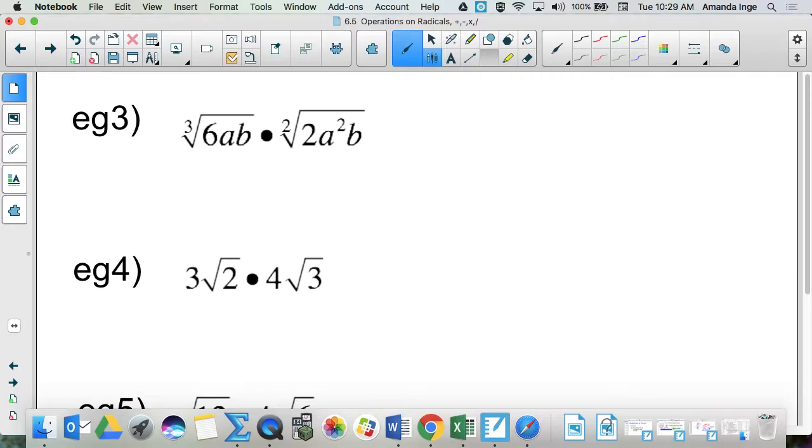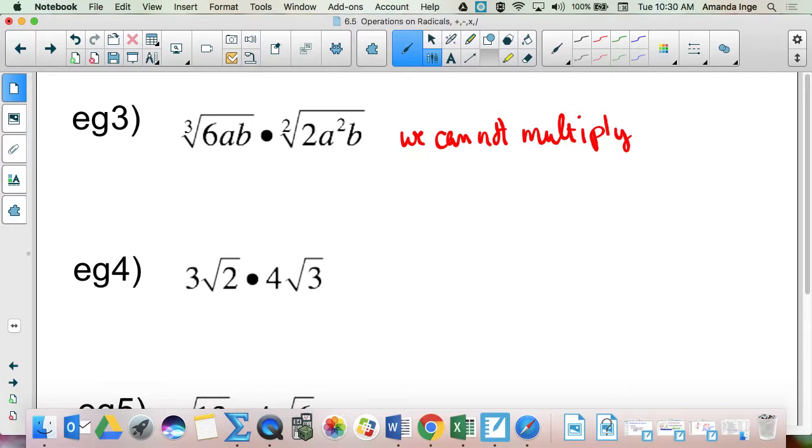So what's wrong with the first one? The indexes. Now we can't multiply these as they are, but later on when we get to rational exponents, which we're going to do on Monday, I'll show you how to do this.